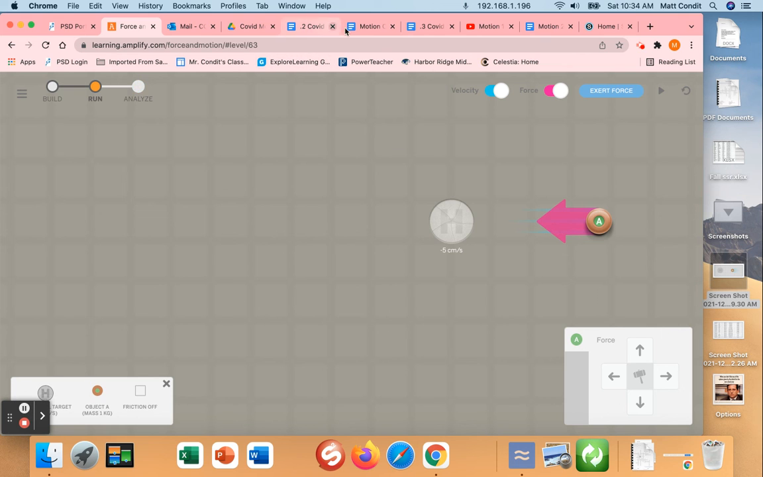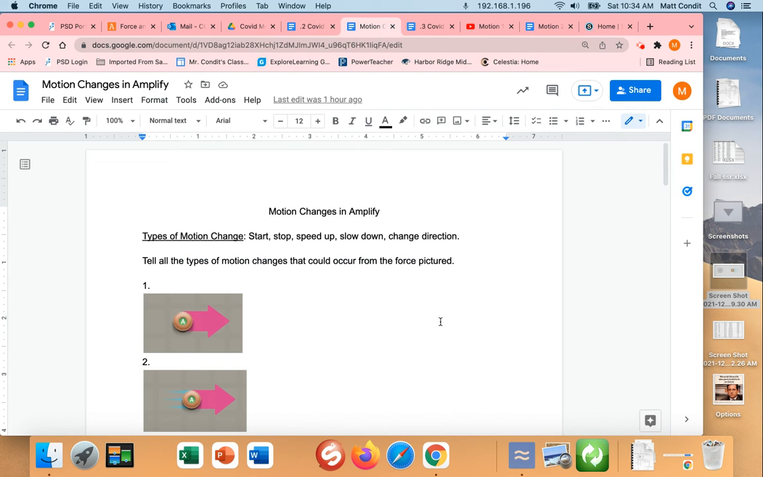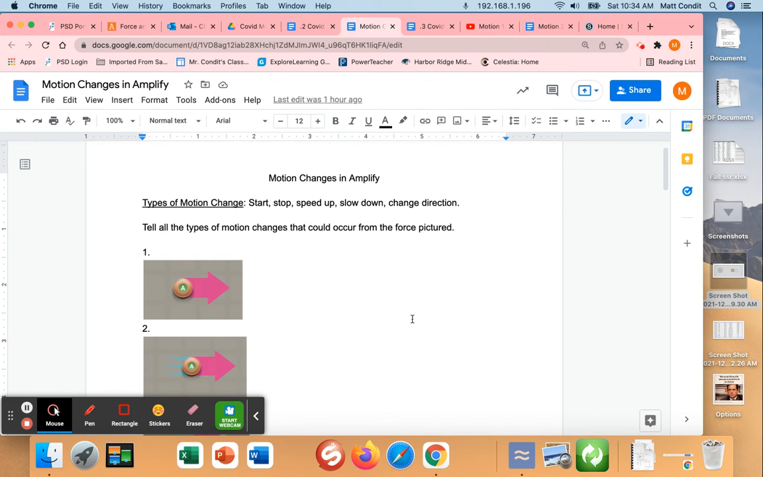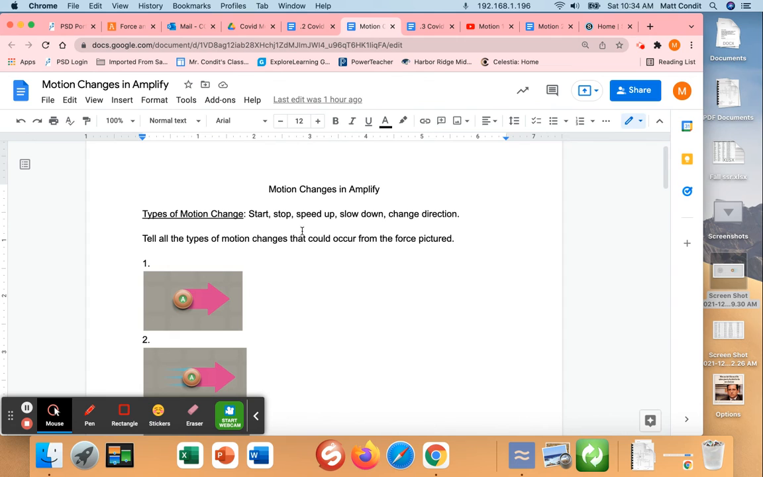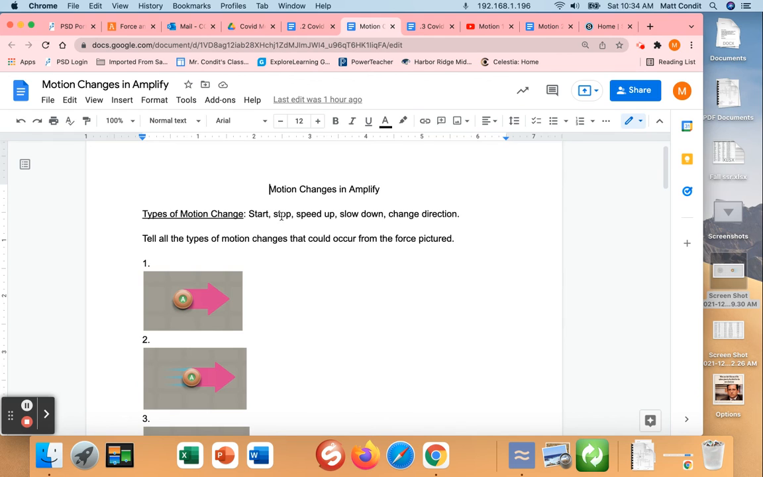So from here, guys, we're going to go ahead and do this activity. You will certainly want to open this page up off of Schoology because it's got the colored pictures, which turn out a lot better than trying to look at these off of a black and white. At any rate, notice it says types of motion. We've already established start, stop, speed up, slow down, change direction. And we just mentioned starting objects, stopping them, speeding up, slowing them down, and the like.